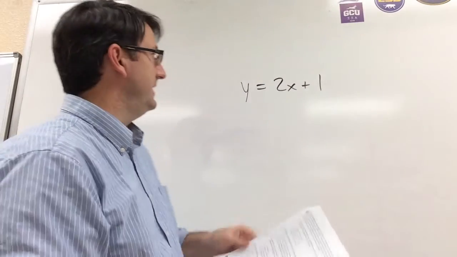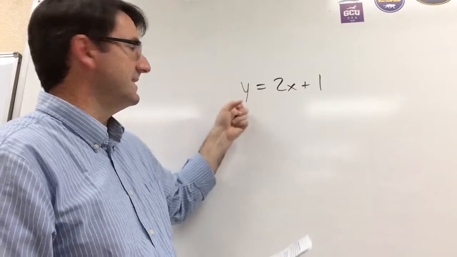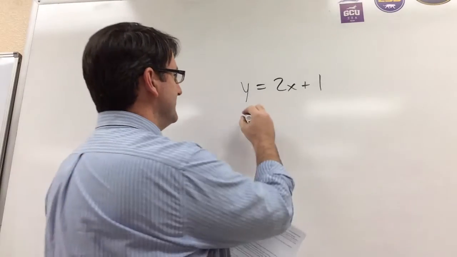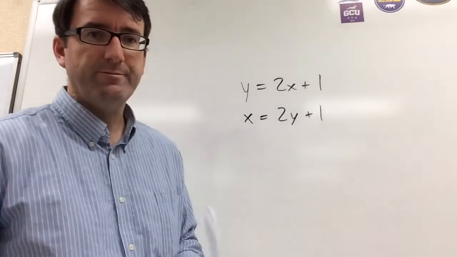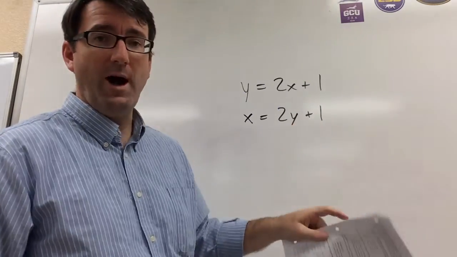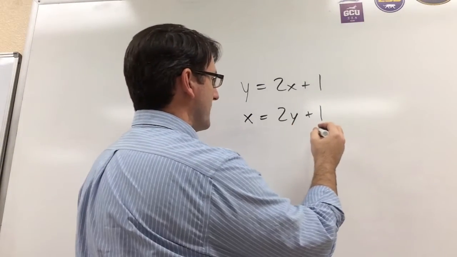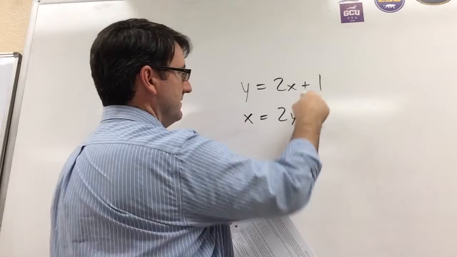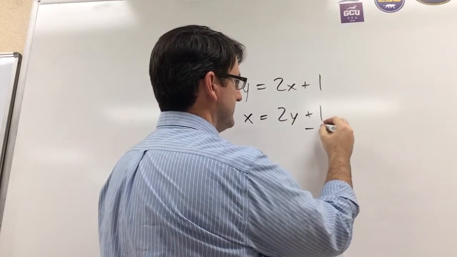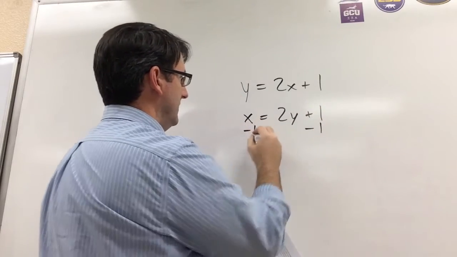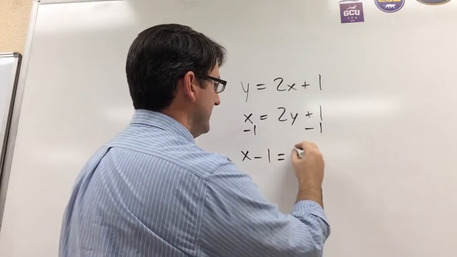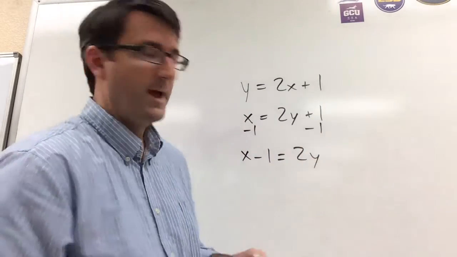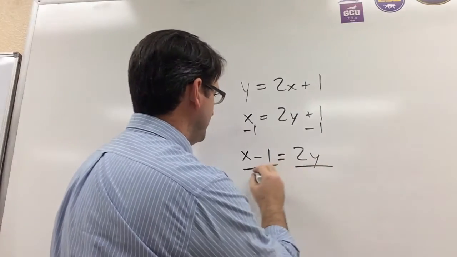And then the next thing we need to do is switch this x and the y. We're going to make this x equals 2y plus 1. And now if we solve for y, we'll have the inverse of this function. So let's subtract 1 from both sides. So we get x minus 1 is equal to 2y. And now we can divide both sides by 2.